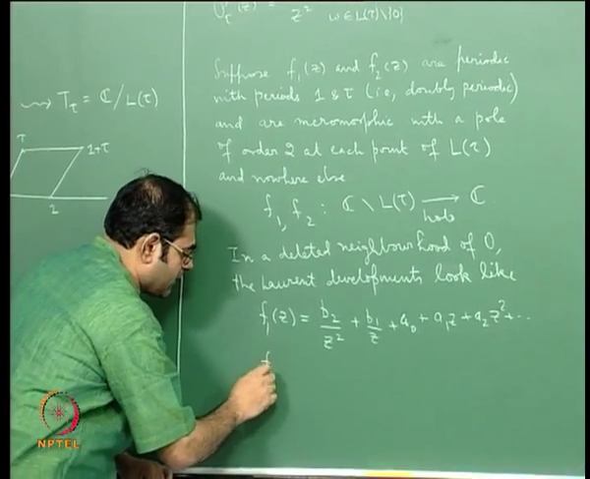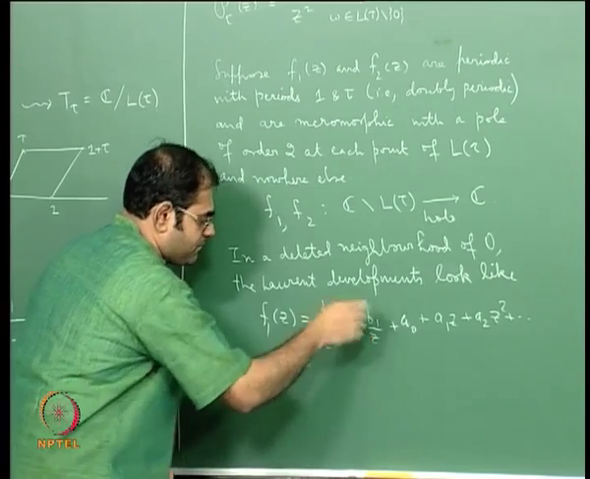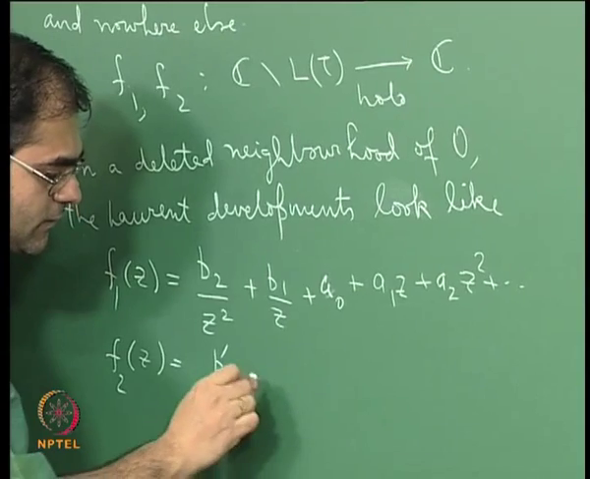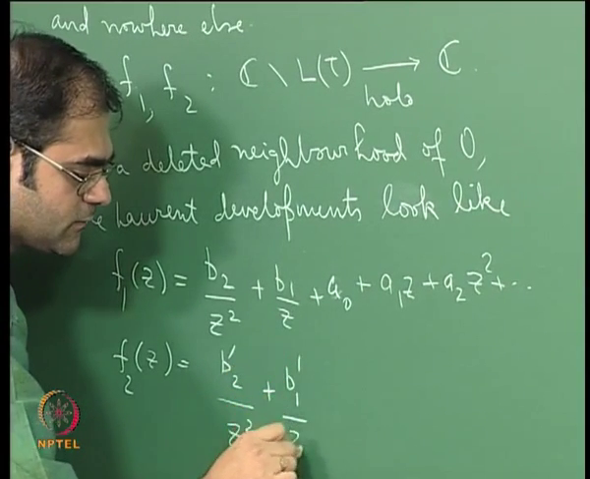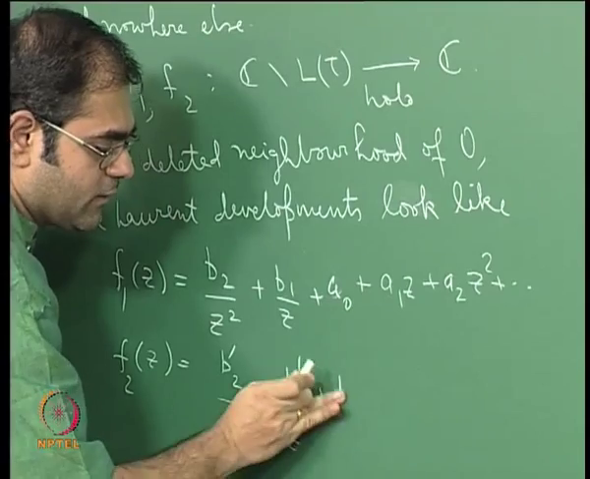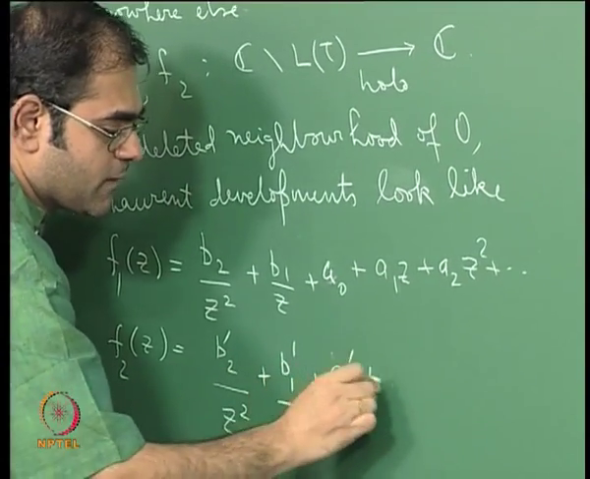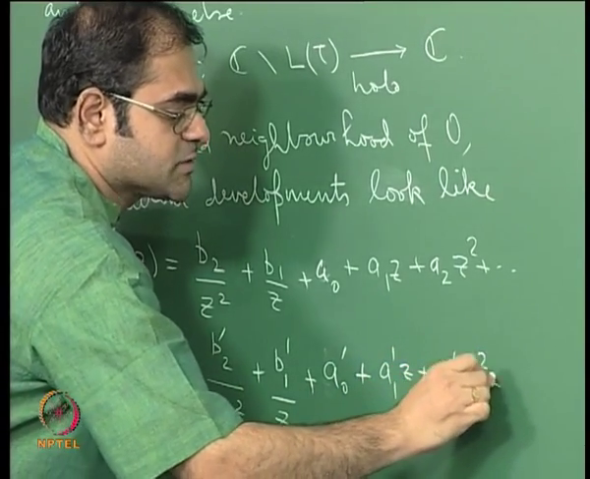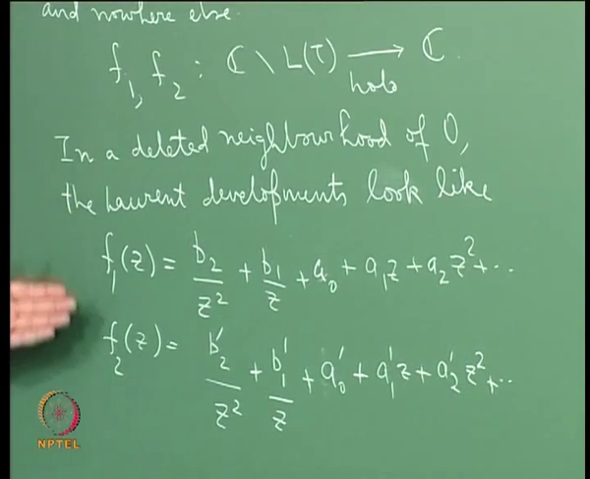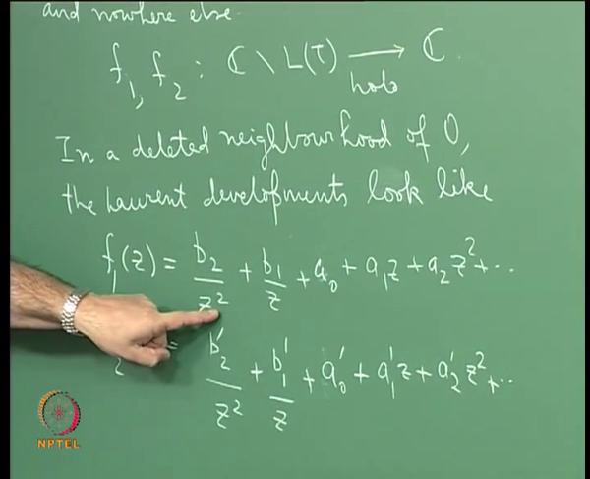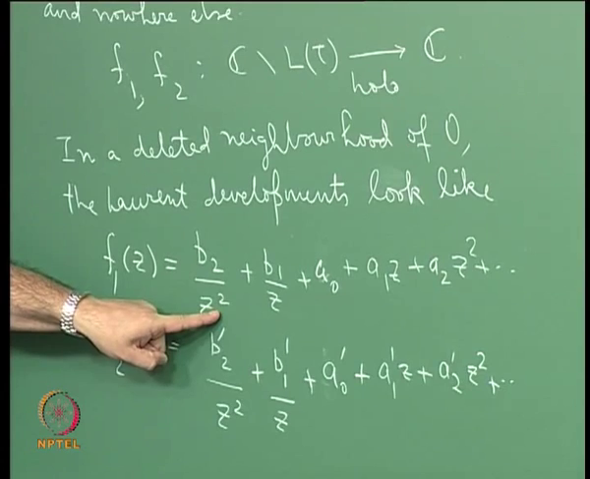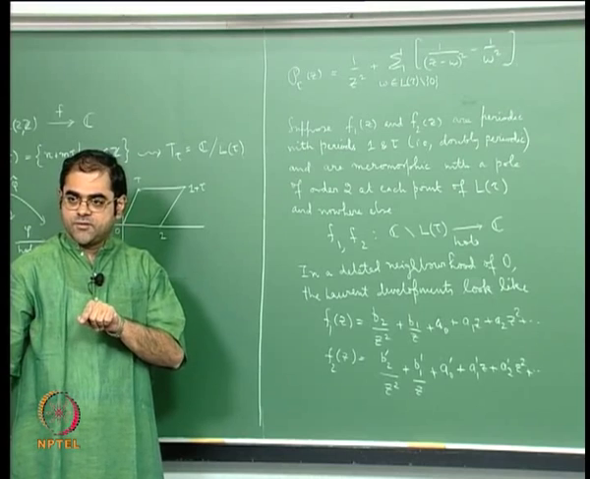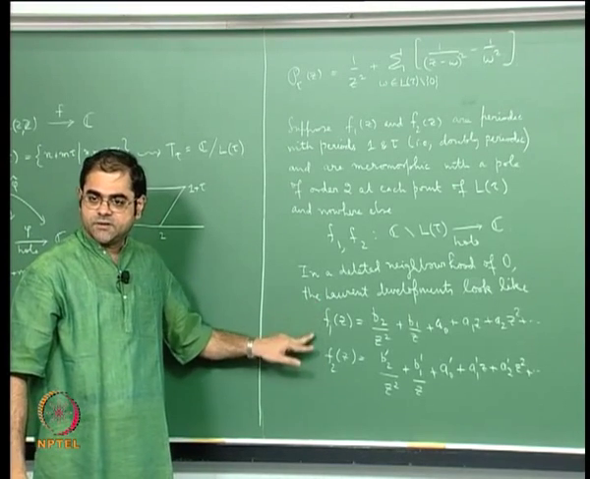And if I take f2, I will put primes. I will say b2 prime by z squared plus b1 prime by z plus a naught prime plus a1 prime z plus a2 prime z squared and so on. The Laurent development is going to look like this. That is because this is a Laurent development centered at the origin, and the origin is not included, so it is a punctured neighbourhood of the origin, and this is the Laurent series development for these two functions.